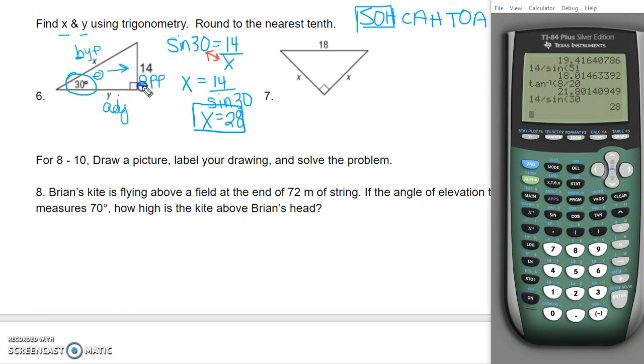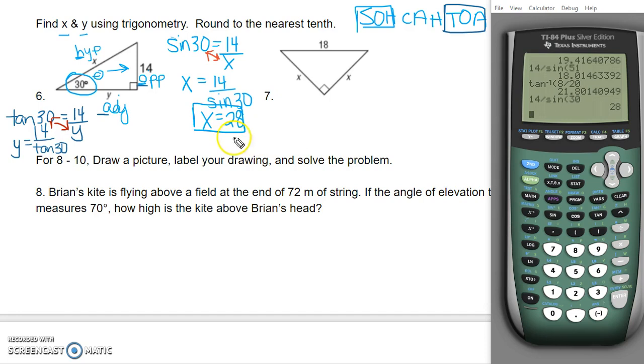And y uses opposite over adjacent. Opposite over adjacent means I'm going to use my tangent function. So tangent of 30 is going to equal 14 over y. And again, I see my y is in the bottom, so I'm going to switch places with the tangent. And I get y equals 14 over the tangent of 30. And that should be a 14.